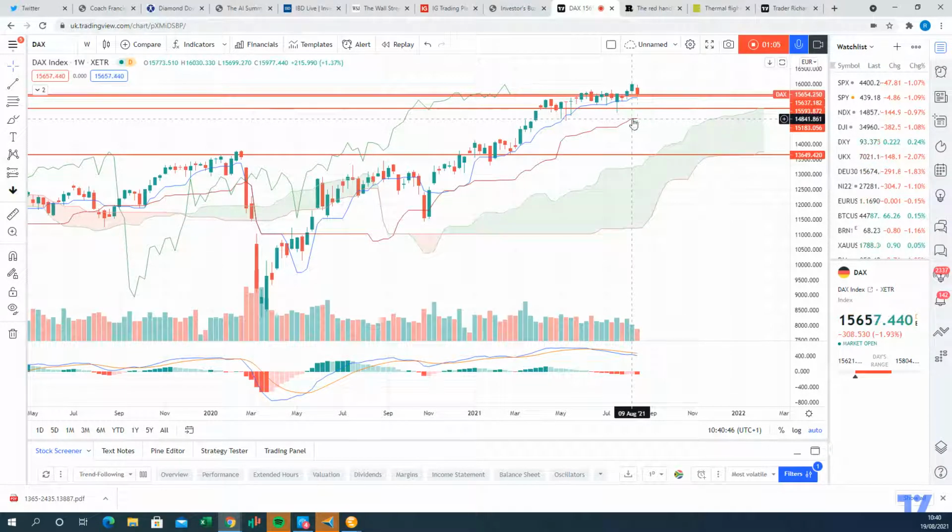The standard line coincides well with this low, so there is a seasonal weak period. We can expect a bit of weakness down towards these levels on the weekly.